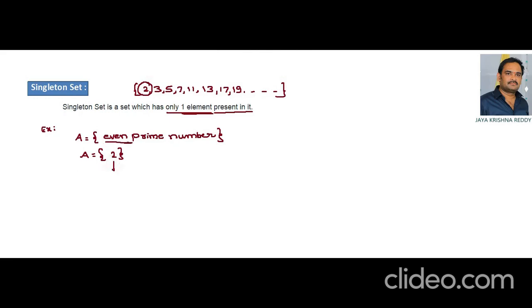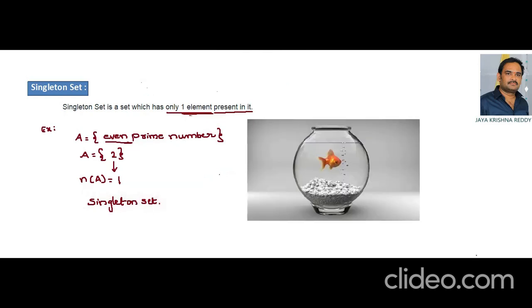So how many elements are there in this set? n(A) equals the number of elements in this set, which is 1. Only one element is there. So we can say that this set A is a singleton set because it is having only one element.